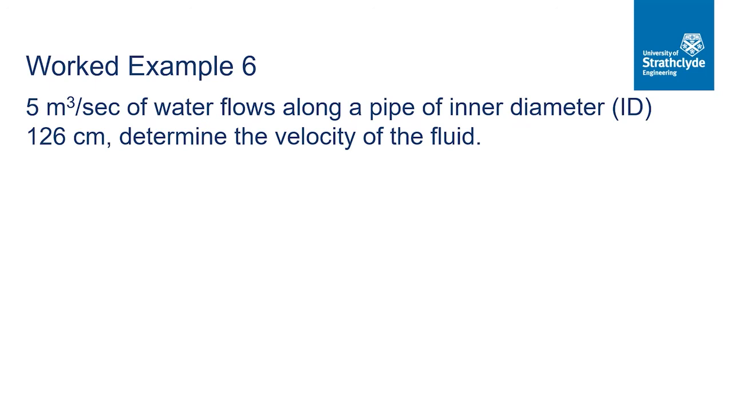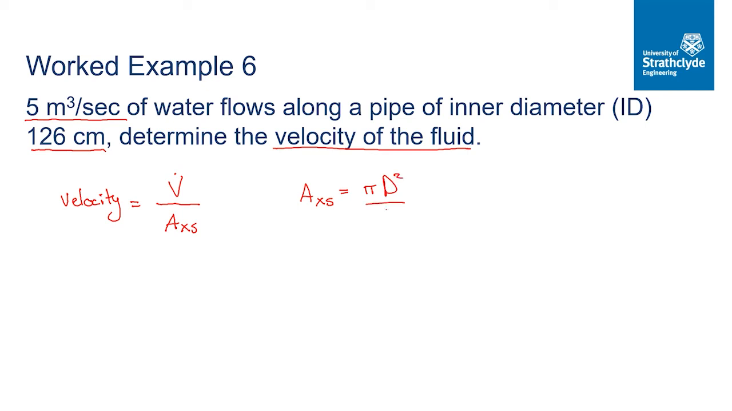In this question, we're asked to determine the velocity of a fluid, knowing its volumetric flow rate and the pipe diameter. So we're going to write down our velocity equation, which is, of course, our volumetric flow rate divided by our cross-sectional area. And we'll assume this is a constant cross-sectional area. And because the diameter is given, we'll assume it's circular. So the area of the pipe would be equal to pi d squared divided by 4.